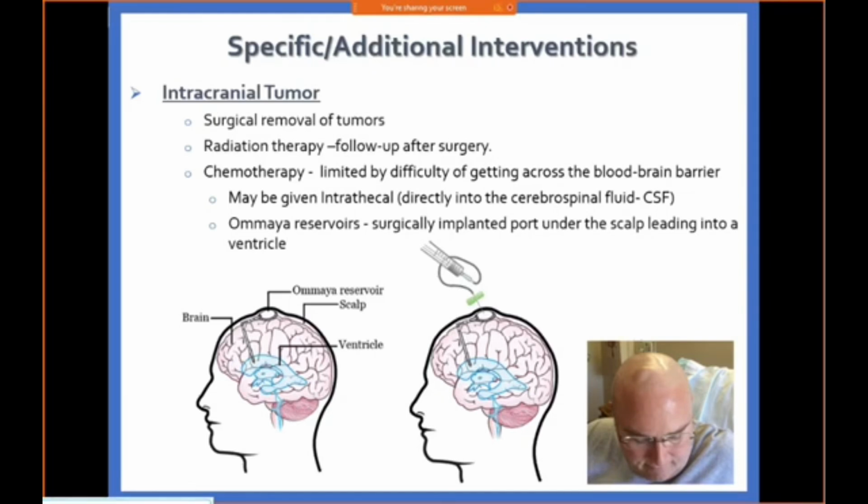And that's done through a reservoir where they physically put a drain or a catheter into the ventricle and have a port that they can inject chemotherapy through. So you may see something like that on a brain tumor patient, and that is for giving chemotherapy directly into the ventricle space. You will not be able to access that. Only a physician or advanced practice nurse would access that reservoir to give chemotherapy.